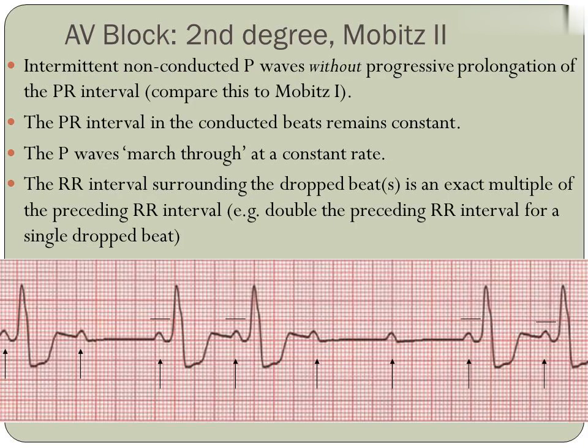AV block, second degree, Mobitz 2. Intermittent non-conducted P waves without progressive prolongation of the PR interval. Compare this to Mobitz I. The PR interval in the conducted beats remains constant. The P waves march through at a constant rate. The RR interval surrounding the dropped beats is an exact multiple of the preceding RR interval, for example double the preceding RR interval for a single dropped beat.